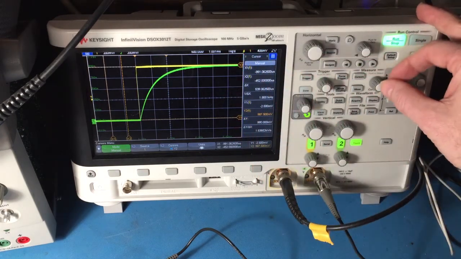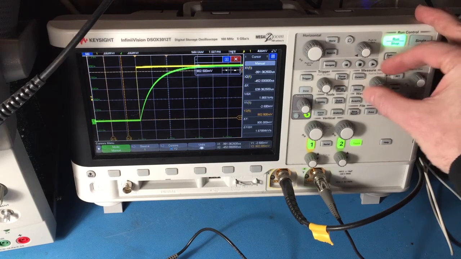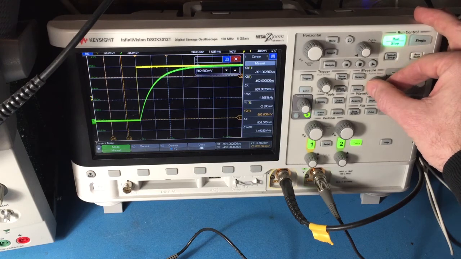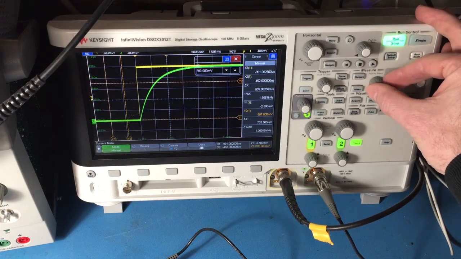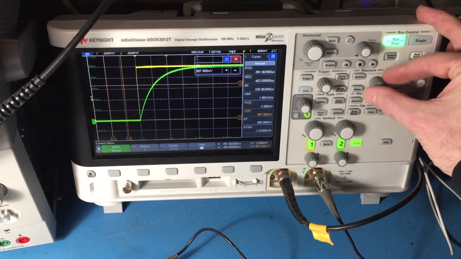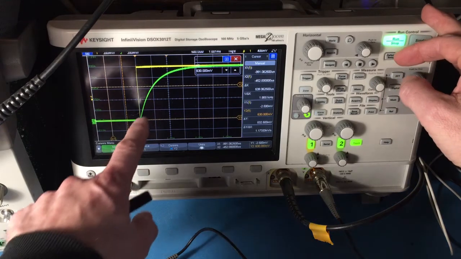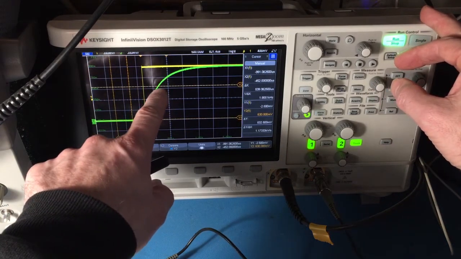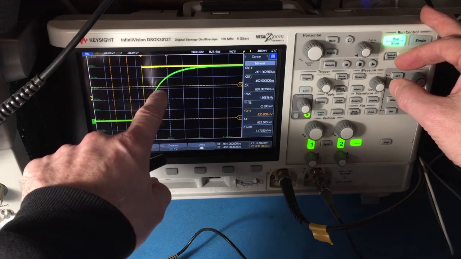So then I can take my Y2 cursor and bring it back down to 63% of that, which is going to be 0.63 volts, or 630 millivolts. So I'm bringing that back down. 630 millivolts is right here. Oh no, I touched the screen. It's one of the bad things about a touch screen. So you can see we're crossing that line there.